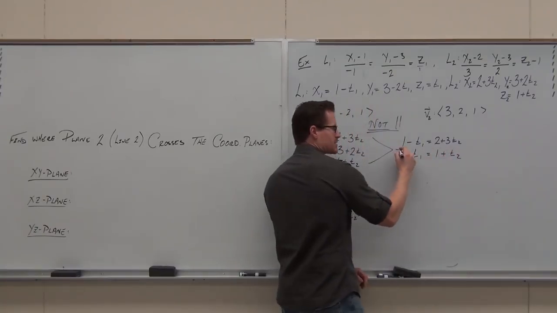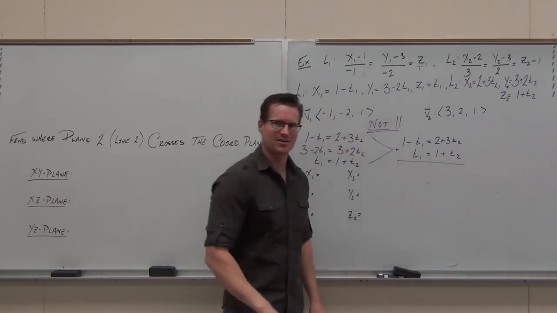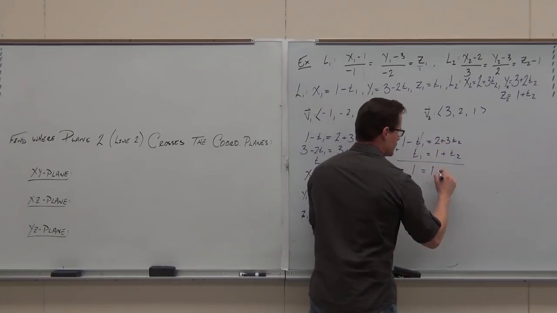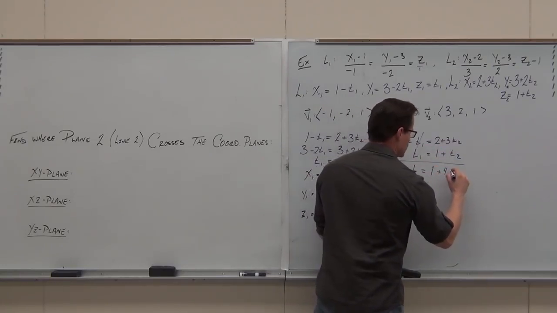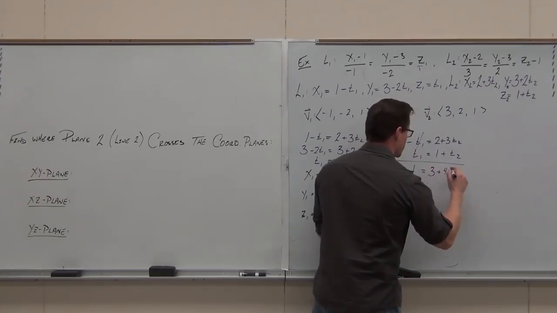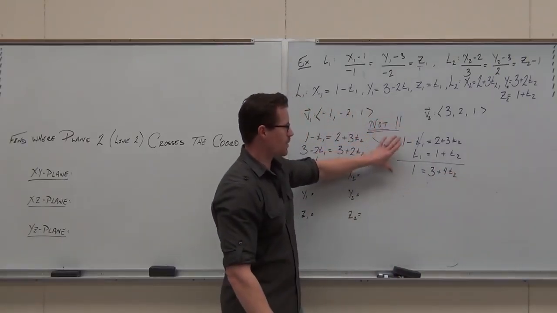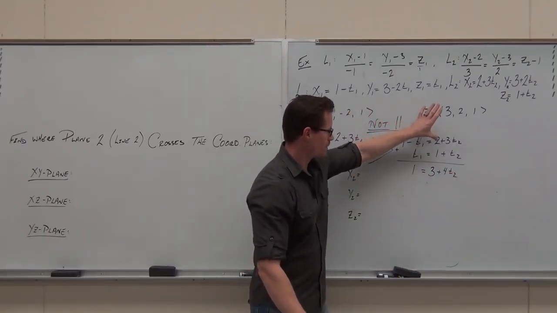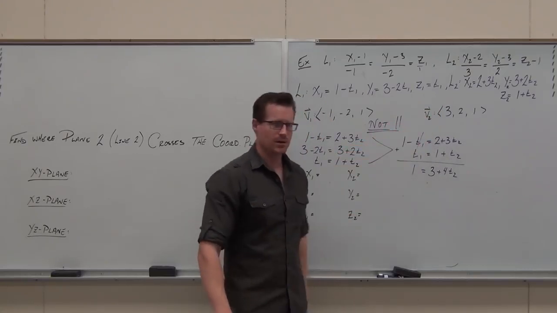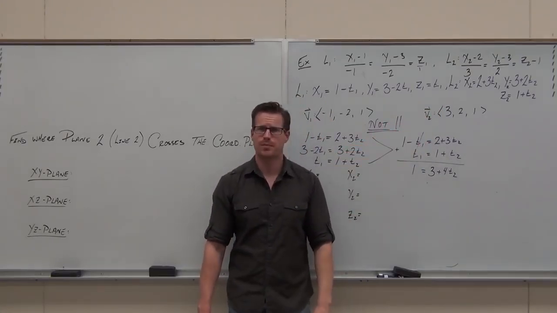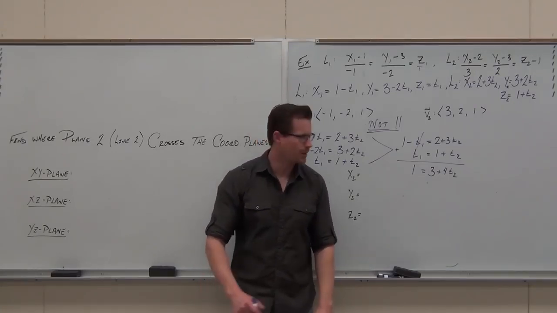If I add these and get my signs correct, so if I add them together, 1, 0, 4, T2, and that 3. You guys all right with that one? What am I going to get when I solve for T2? Negative 1/2.